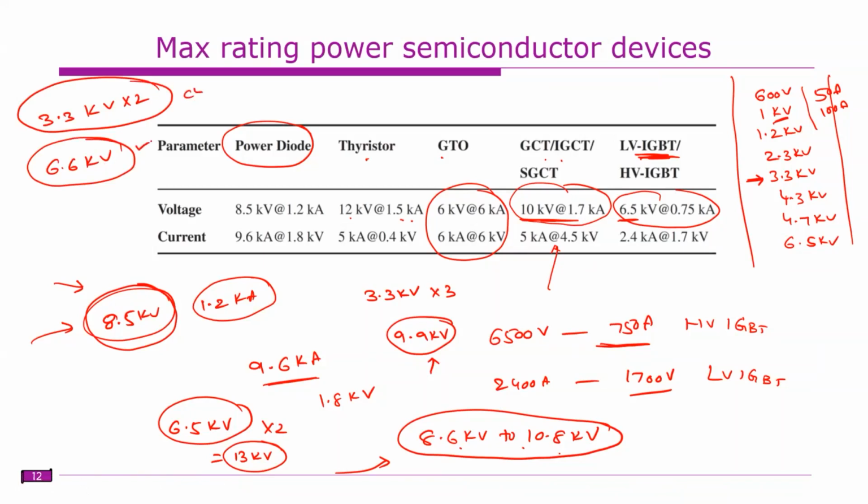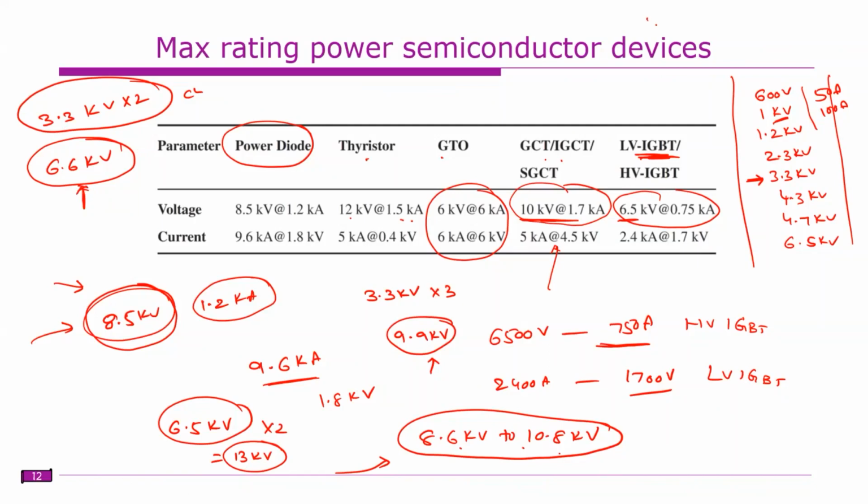So when compared to these two 3.3 kV devices, the 6.6 kV device is usually costly, because it is based on new manufacturing technology. That's why at the beginning its cost will be very high. And slowly, once mass production happens, its cost will come down.